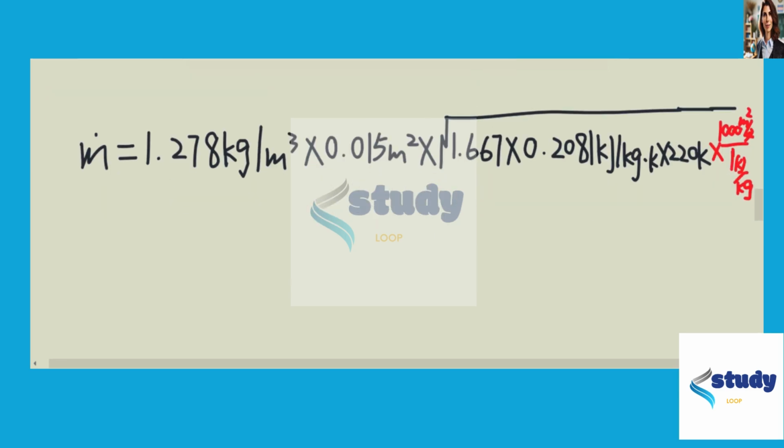And this will give us the mass flow rate of about 5.3 kilogram per second. So now let's take a look at the options. So the correct answer should be C.